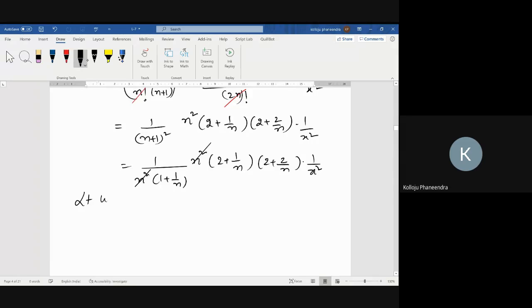Now apply the limit for the ratio un by un plus 1. It is 1 by 1 plus n whole square. 1 plus 1 by n whole square. You have taken n square common from the denominator. Yeah, printing mistake. n tends to infinity, un by un plus 1. Next, so applying limit, what you will get?